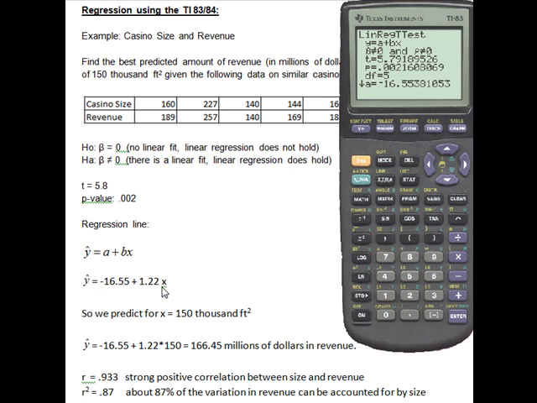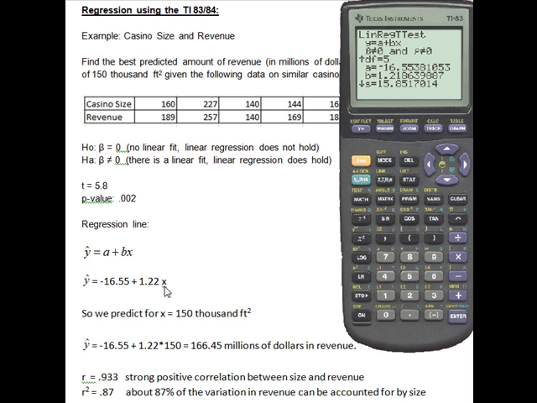Okay, let's write the regression equation then. If we scroll down, we have a equal to negative 16.55, and b equal to 1.22. So we'll write that in. Y hat is always a predicted value in statistics. Y hat is equal to negative 16.55 plus 1.22 times x, where x is the casino square footage. So we can use that to predict, but let's just first interpret these coefficients.